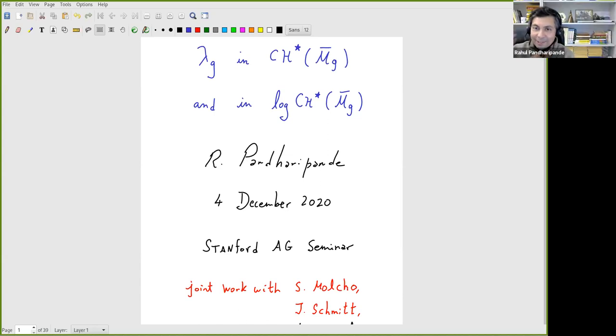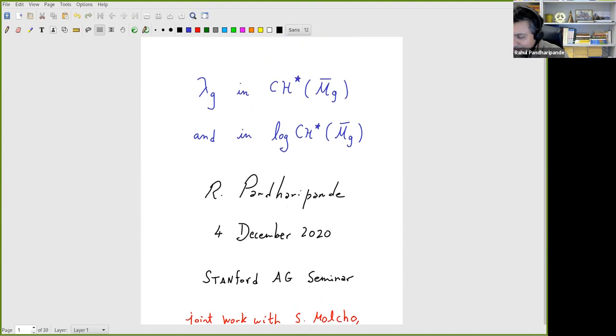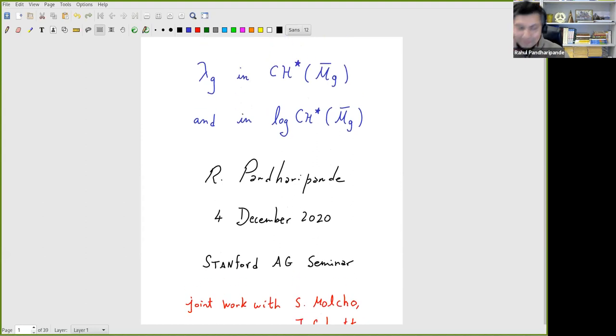Okay, so thanks to Ravi for this invitation. This is supposed to be a fun talk. It's some things we're working on right now, so not all the results have been written down completely carefully, although I think most of the things I say are going to be true. I'm going to talk about lambda g on the moduli space of curves.